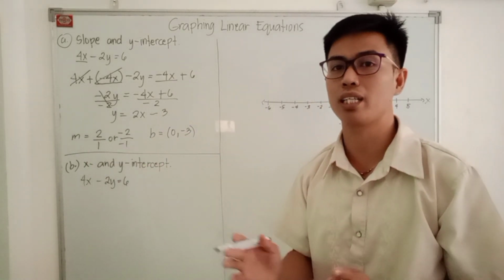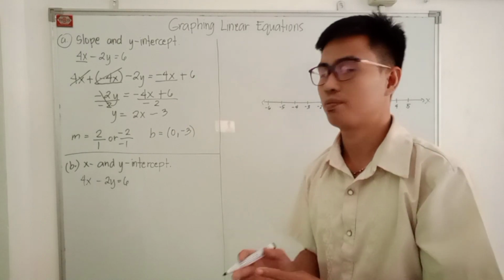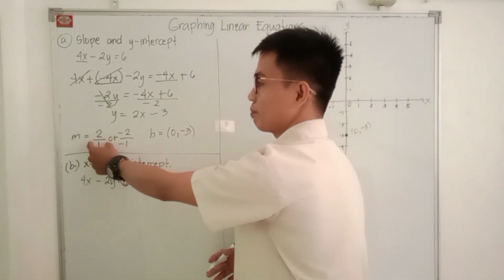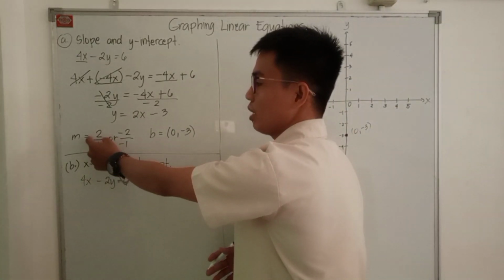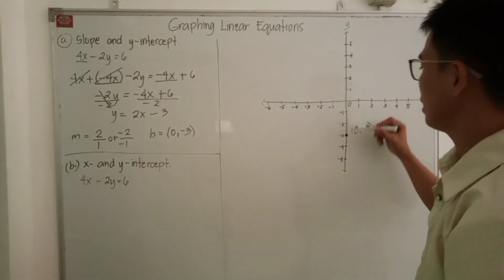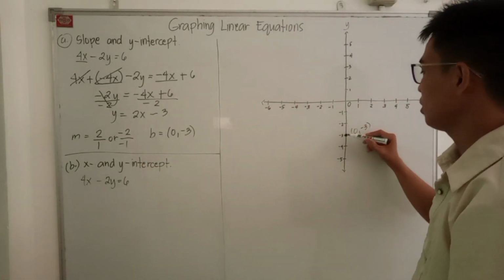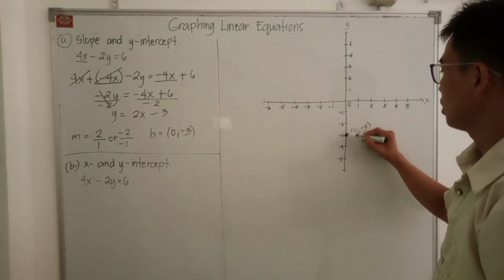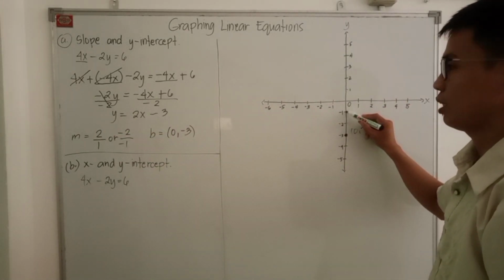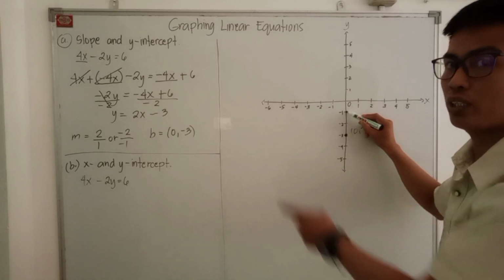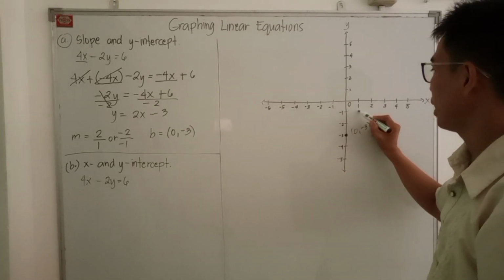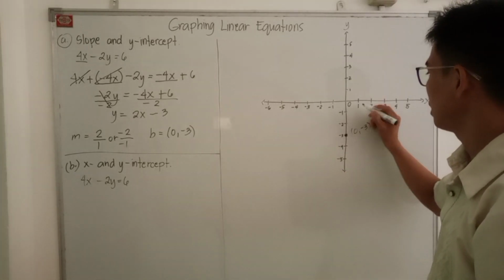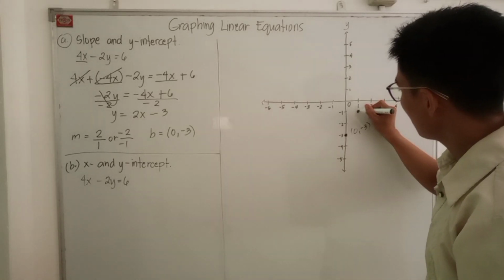Gagamitin na natin yung rise over run. So, try natin gamitin yung una. Rise over run, 2 over 1. So, that means, dalawang rise. So, since 2 yung numerator, 2 yung rise, 1, 2. And yung ating denominator is 1, so run, 1. So, nandito po yung ating point.